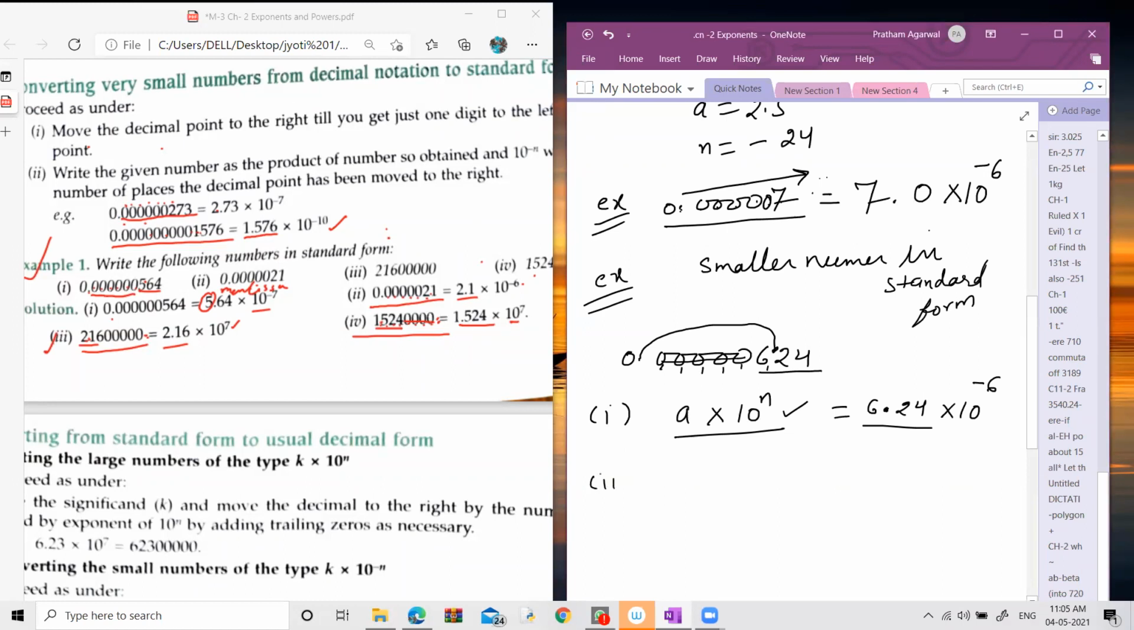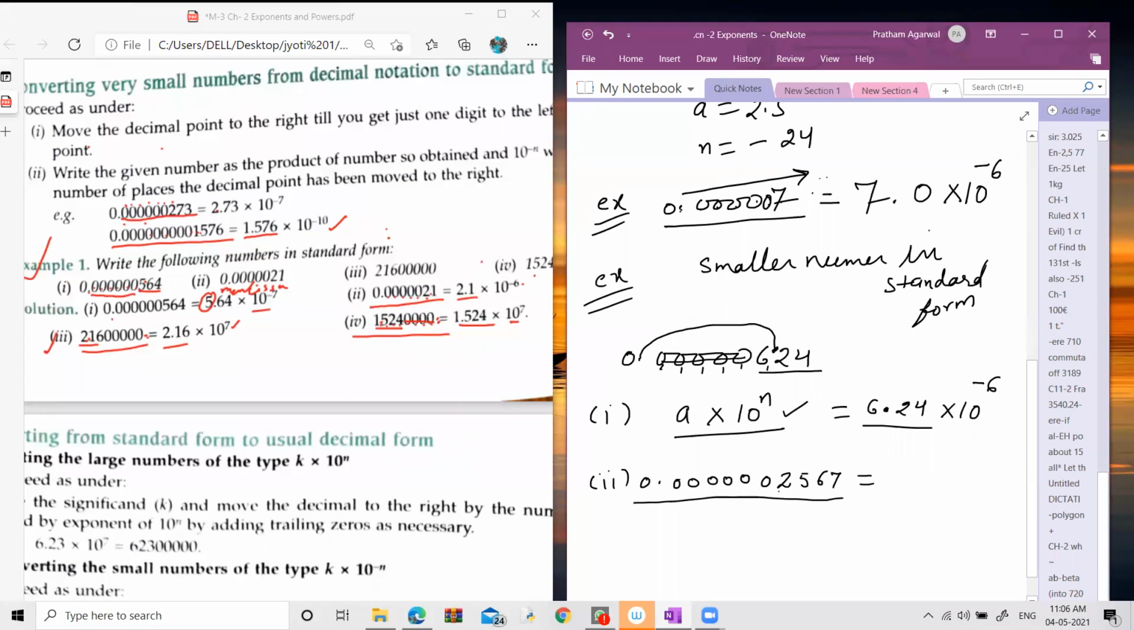One more example. Suppose 0.000... I'm taking only the smaller number this time. And take any number. You can take 2, 5, 6, 7. Now you have to convert the smaller number into the standard form.